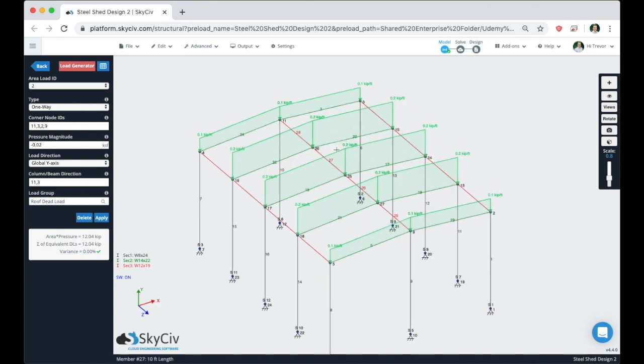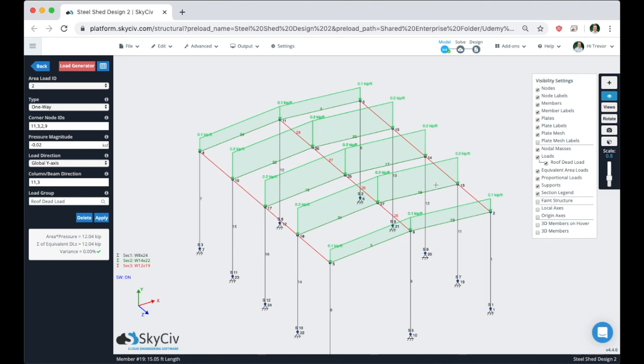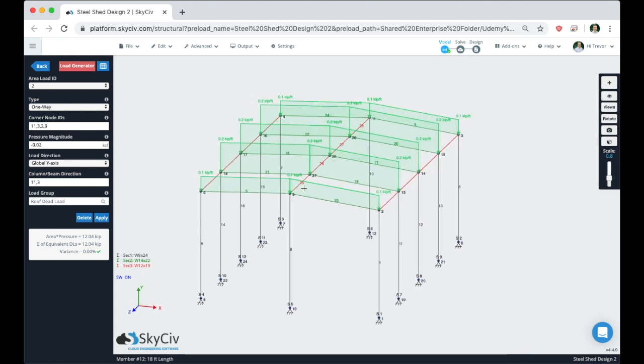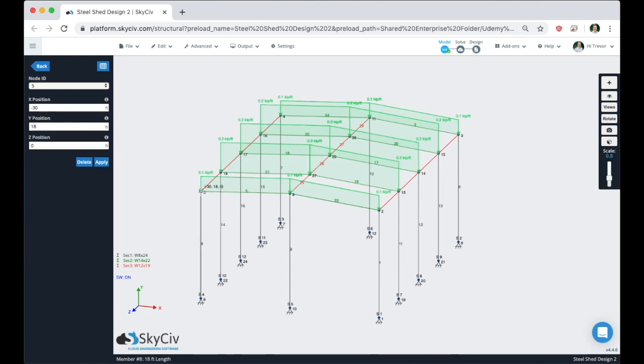So again, it's always good to have this being shown at some point or another to make sure that the loads are being distributed correctly. Now I also want to mention that with sloped structures like this, you want to make sure that the y-intercept or y value of each of these nodes along the length here is the exact same. So we see here that the y position is 19.225 for this ridge node, and down here the y position is 18 feet. We want that to be the exact same for each of these nodes.